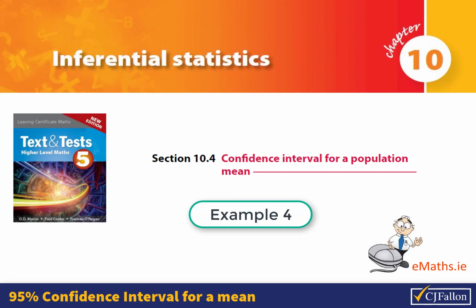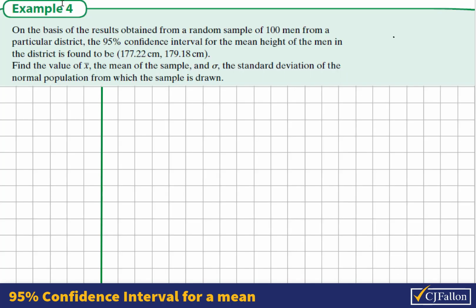Confidence interval for a population mean, example 4. On the basis of the results obtained from a random sample of 100 men from a particular district, the 95% confidence interval for the mean height of men in the district was found to be between 177.22 centimeters and 179.18 centimeters.